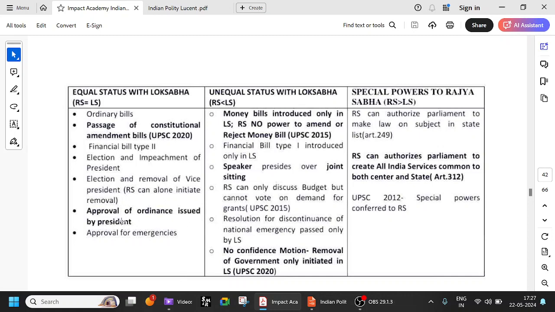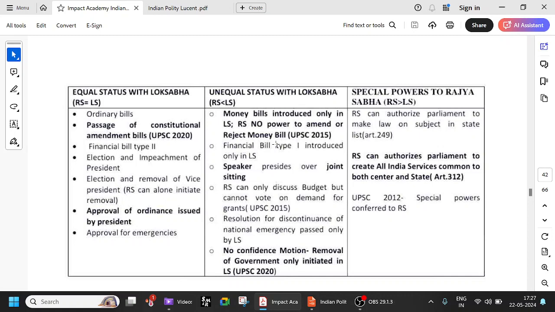Approval of ordinance issued by the president. When an ordinance has been promulgated because either Rajya Sabha or Lok Sabha is not in session, that approval can be done by both Lok Sabha and Rajya Sabha. Both are equal in that respect, and in approval for emergencies also.